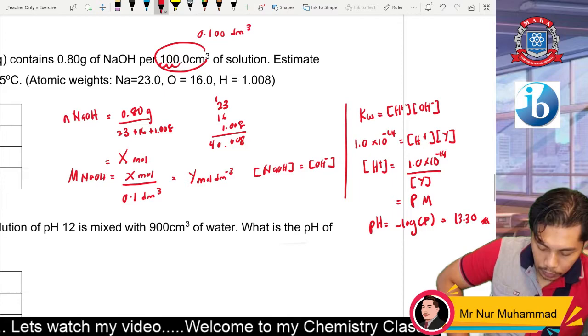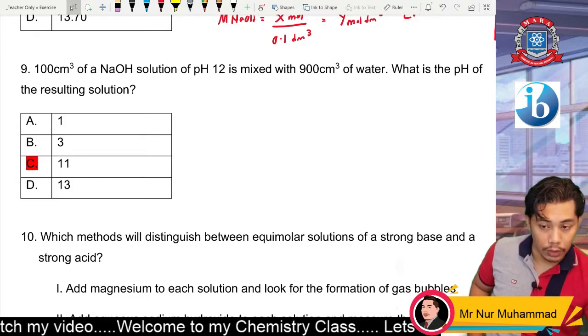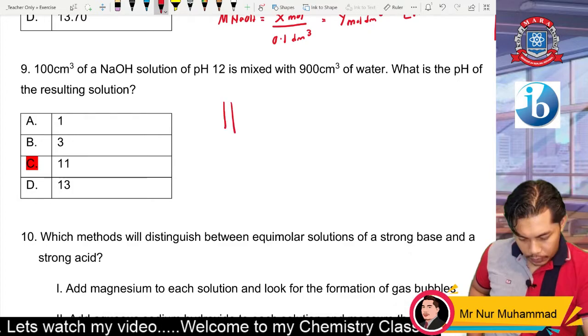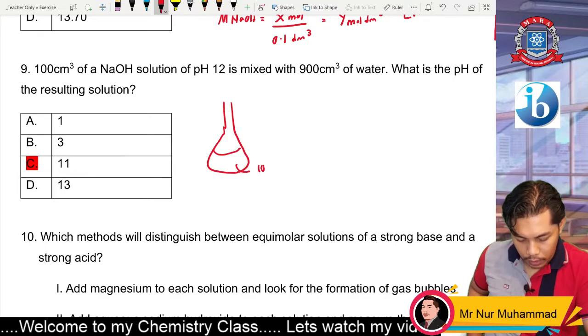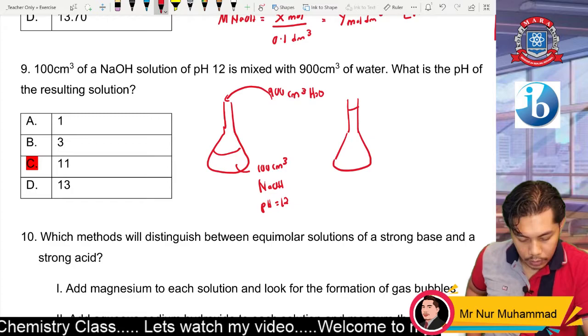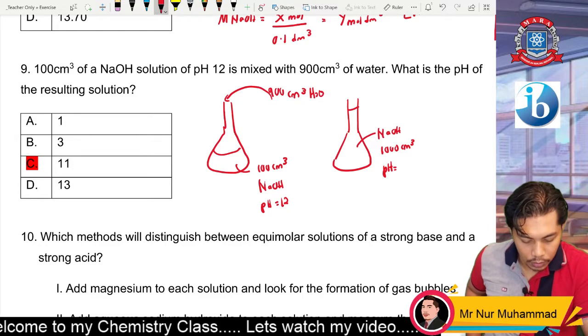Next question. 100 centimeter cube of sodium hydroxide solution of pH 12 is mixed with 900 centimeter cube of water. What is the pH of the resulting solution? This question is about the ratio of changing concentration. Let's say I have 100 centimeter cube of sodium hydroxide with pH 12, and I add water. Now I have sodium hydroxide with volume 1000 centimeter cube, and I don't know what the pH is.